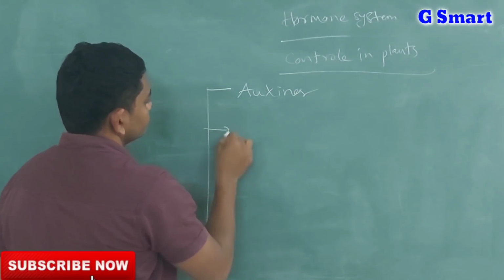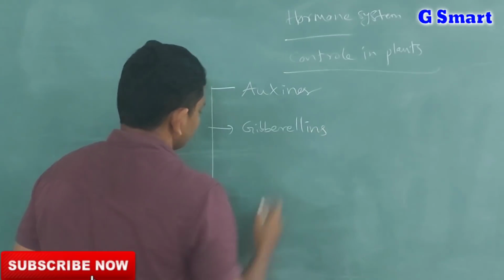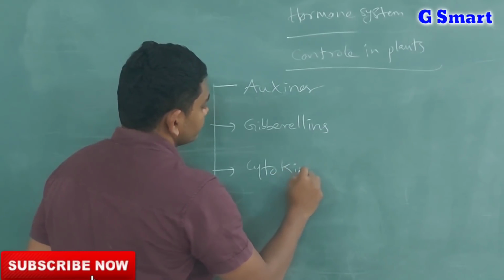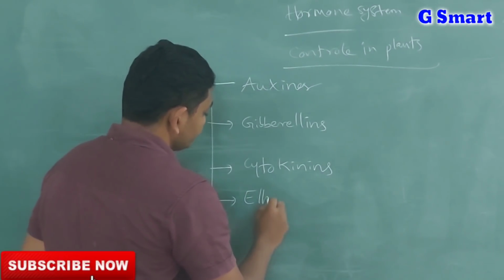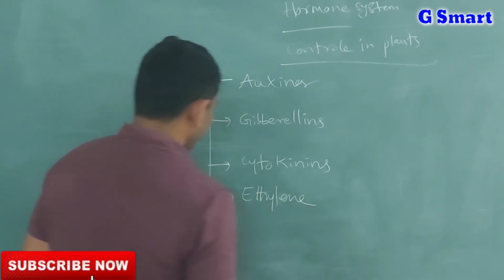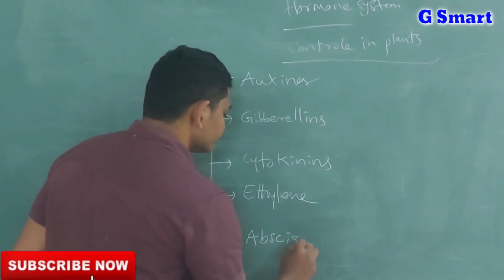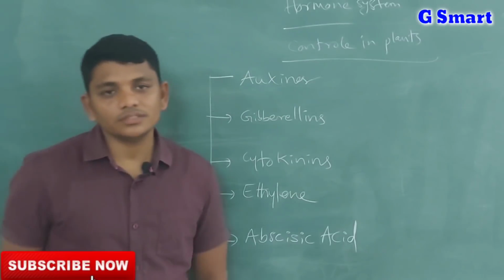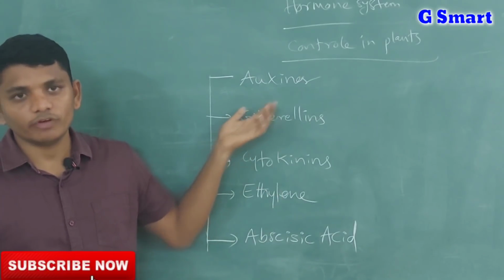Auxins, gibberellins, cytokinins, ethylene, and abscisic acid: these are the hormones generally found in plants. So let us discuss one by one.